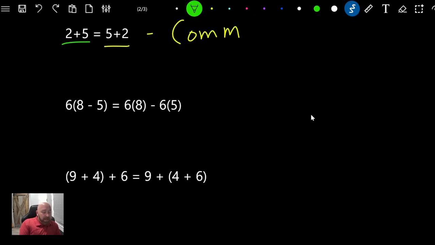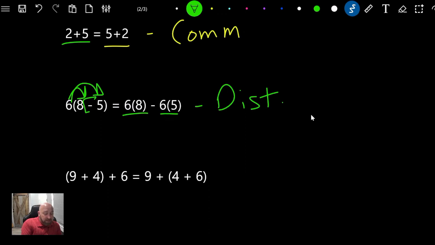In this one, we have 6 times the quantity 8 minus 5, equals 6 times 8 minus 6 times 5. So what do you think is going on there? What did we do there? Yep, that's right. This one is distributive. Why? Because they distributed the 6 times the 8 and the 6 times the 5.